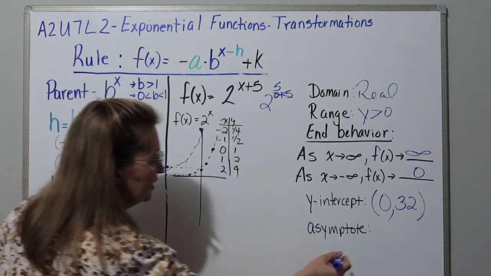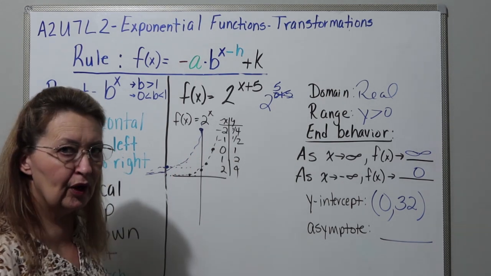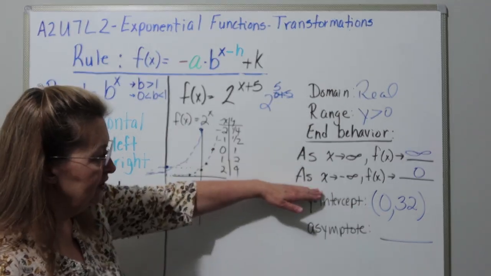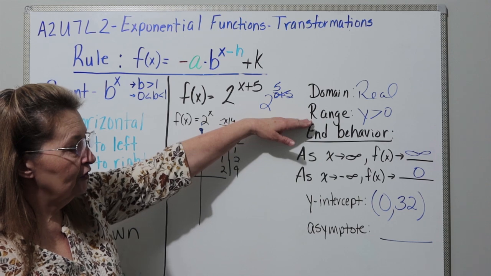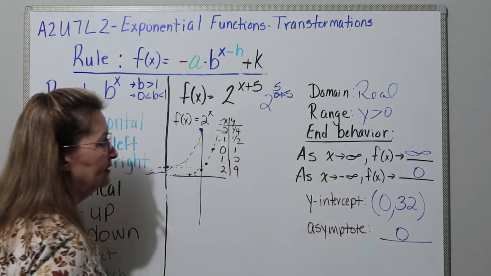All right, my asymptote, what line does it approach but never cross? Well, we just figured that out here for the range. So your asymptote is still at 0.